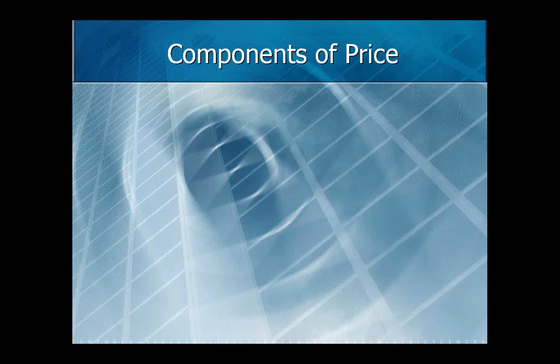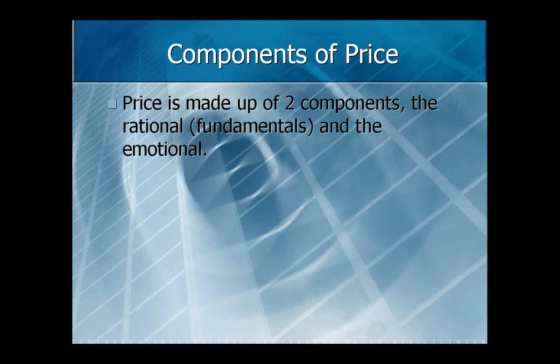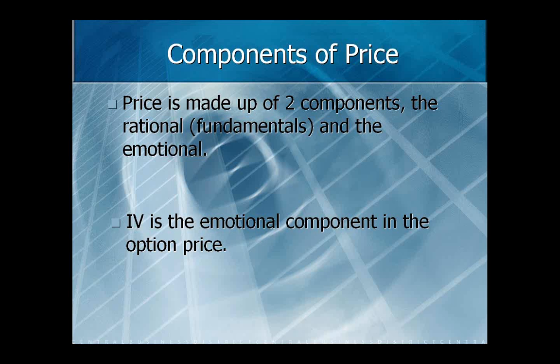All right, there are basically, as I just said, 2 components of pricing. There is the rational information or the fundamentals, and then there's the emotional information. Implied volatility is the emotional component in the option price, and that's why option pricing fluctuates.